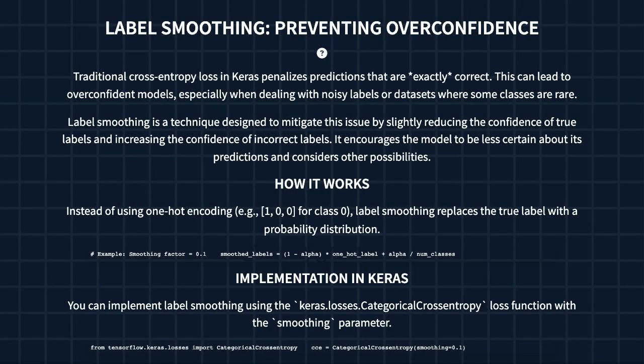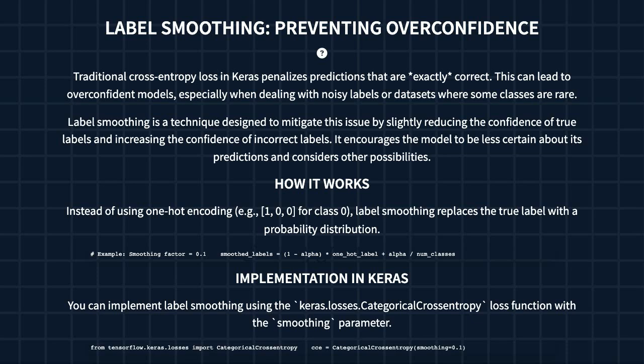Okay, let's talk about label smoothing. It's a clever trick to help your models avoid becoming too confident. Normally, when you train a neural network, the loss function gives a big penalty if it gets an answer exactly right. But that can be problematic, especially with messy data or rarer classes. Label smoothing gently nudges the model to think about other possibilities instead of being super sure about its correct prediction. It's like telling the model, okay, you're probably right, but don't completely rule out anything else.